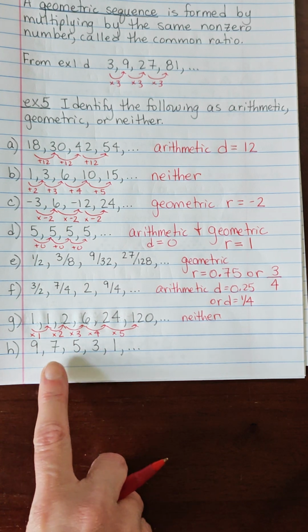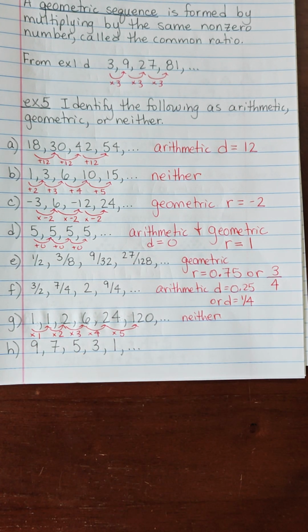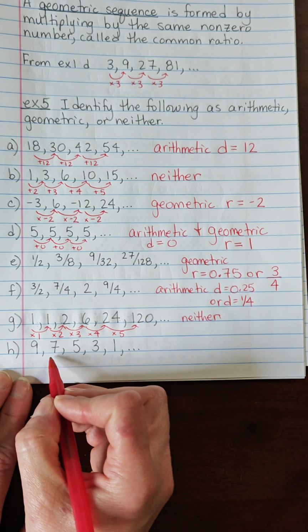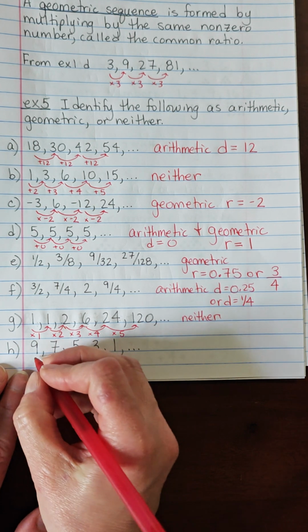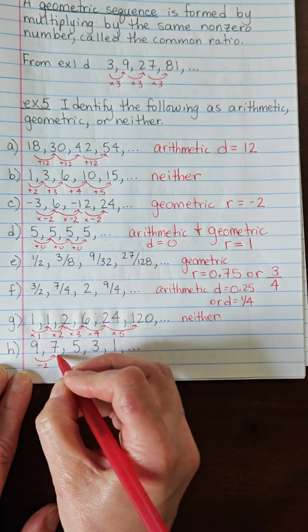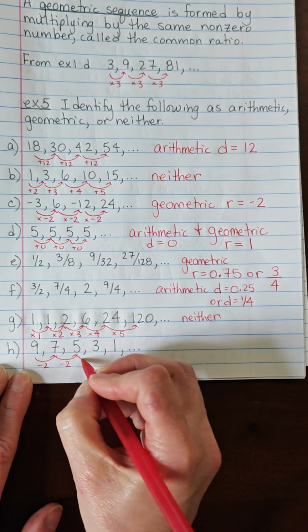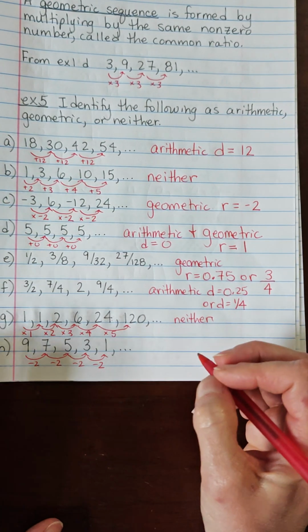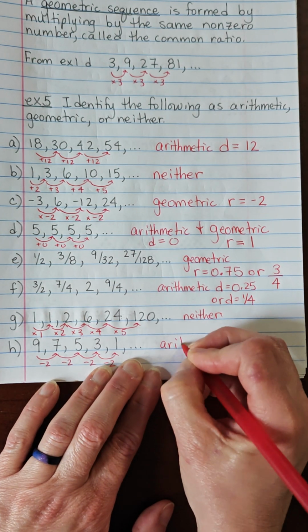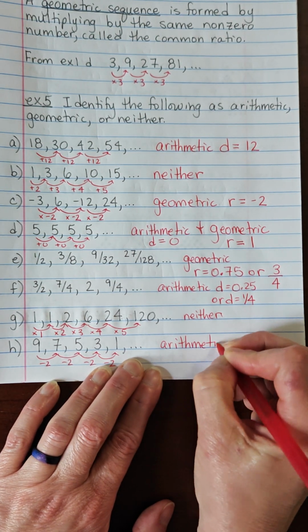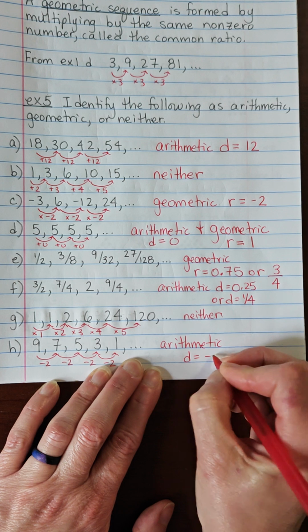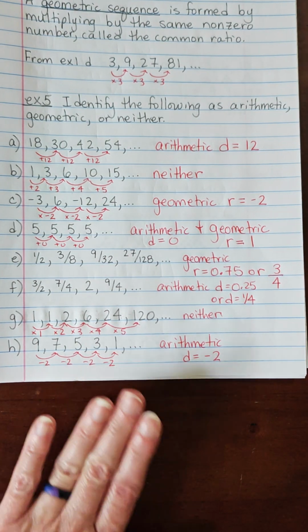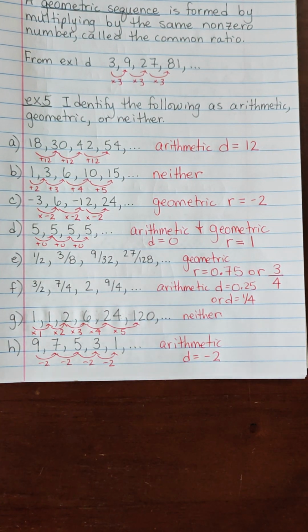All right, 9, 7, 5, 3, 1. So it looks like from 9 to 7, we have to subtract 2. And then 7 to 5, we subtract 2. 5 to 3, we subtract 2. All right, so ending on a nice, easy one. That one's arithmetic, and my common difference is -2 because I'm subtracting that same fixed number every time.